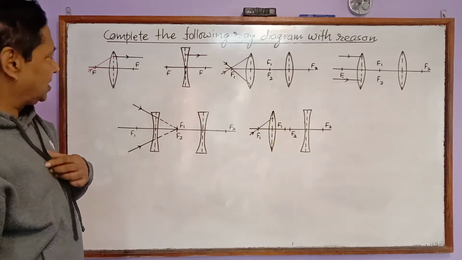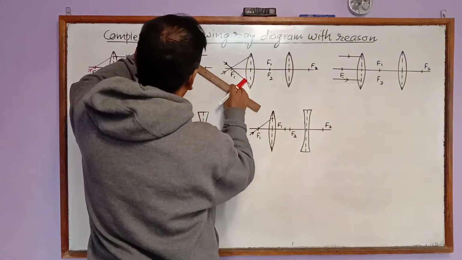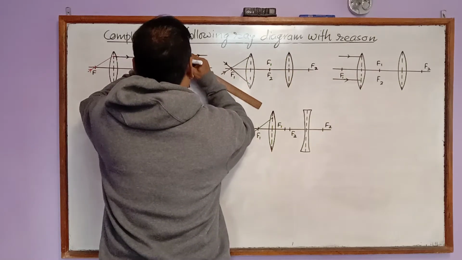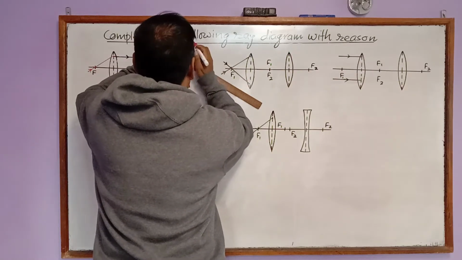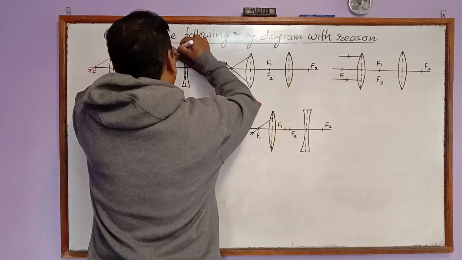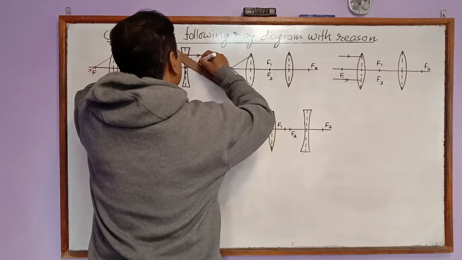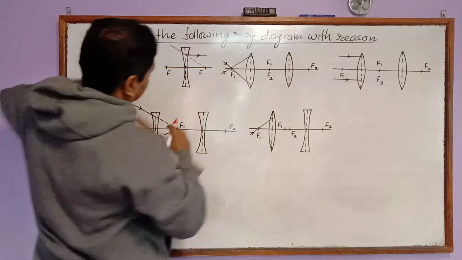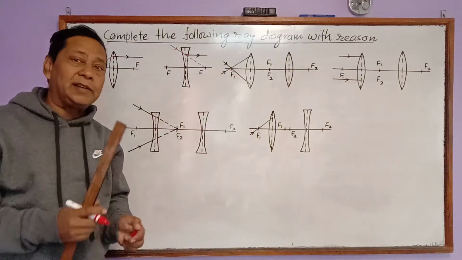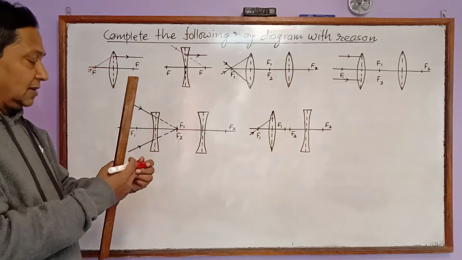Now next, here also the refracted ray is parallel to the principal axis. In which condition does it happen? If a ray of light is directed towards the focus, a ray of light passing through a concave lens, if directed towards the focus, then it refracts being parallel to the principal axis. This must be the reason. We have to write this reason.